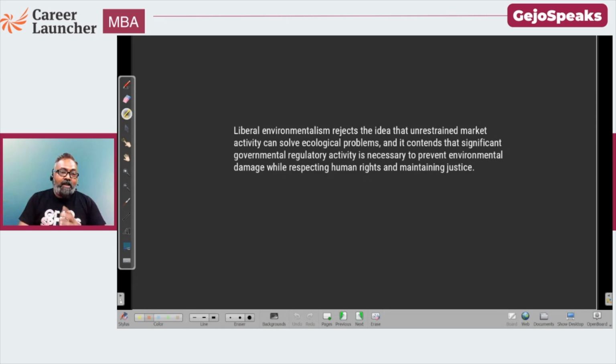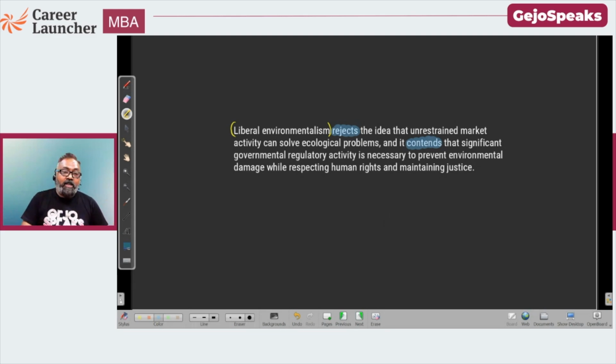Okay, let's read. Let's start with liberal environmentalism. You actually see these two things. On one, you have an action or a verb, the fact that it rejects something, and you've got another one. It's like a compound sentence here. You've got "and it contains." So one, it rejects, and then second is contends, which means it rejects an idea and proposes something else.